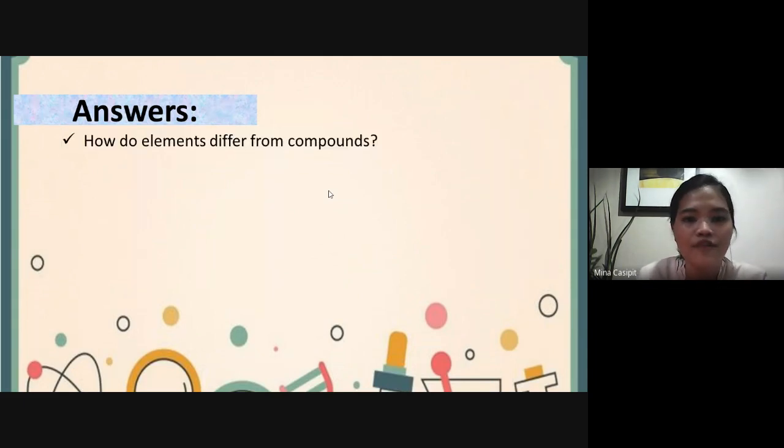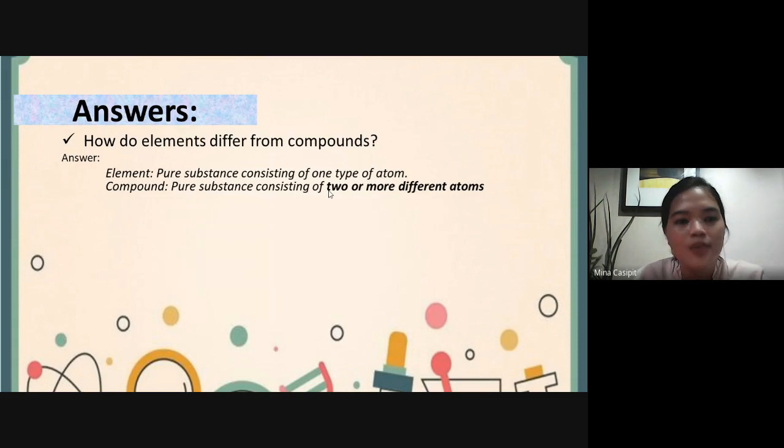How do elements differ from compounds? Okay. So, element, pure substance consisting of one type of atom. And compound naman po, pure substance consisting of 2 or more different atoms. Just like your classmate told us, carbon dioxide. So in carbon dioxide, we have carbon and 2 oxygen. So it is composed of 2 different atoms or 2 elements, which is carbon and oxygen.